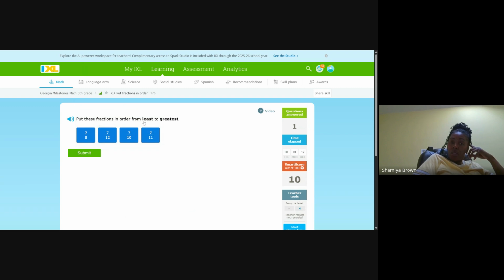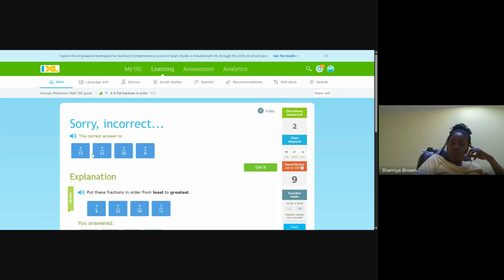All right, put these in order from least to greatest. They all have the same numerator again. So I could just look at the denominator. The smallest denominator is 8. The next is 10, then 11, then 12. So that's least to greatest.